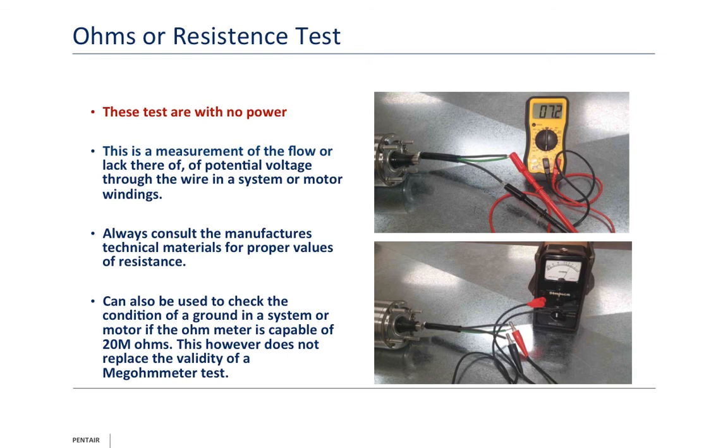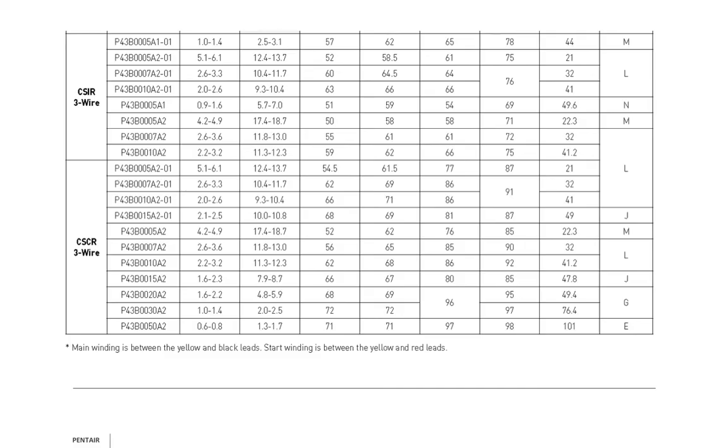So these tests are going to give you a solid number, which you then take back to the book and you can compare. On this page, you'll see, for example, again talking about a half horsepower motor, the start winding should be 10.4 to 11.7 for 230 volt, or 2.6 to 3.3. So again, refer to the manual, read that factory manual, RTFM.